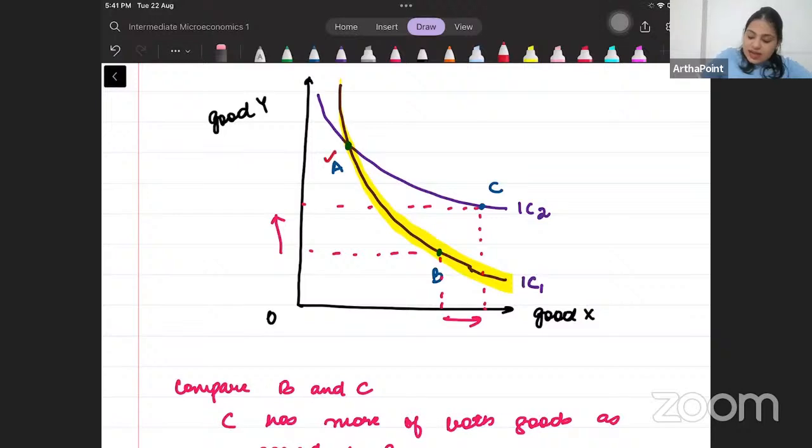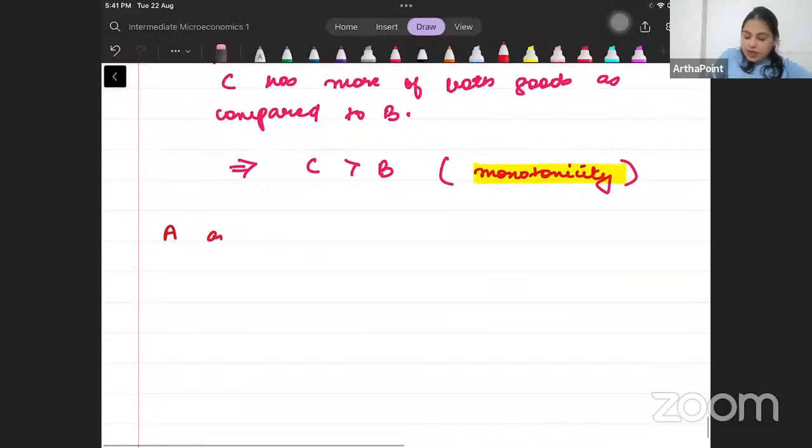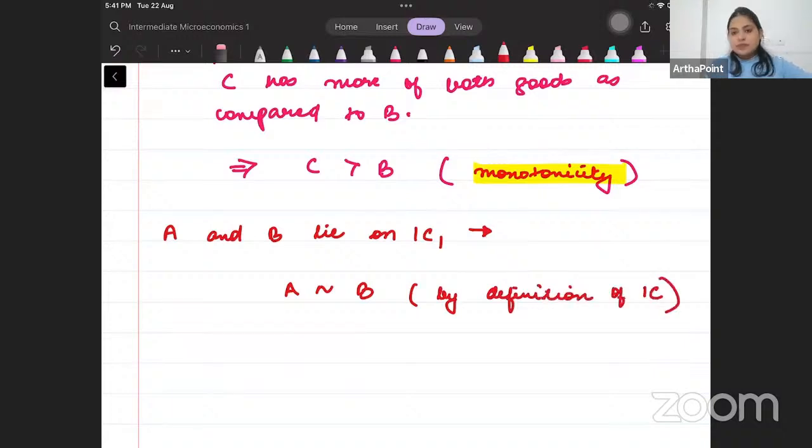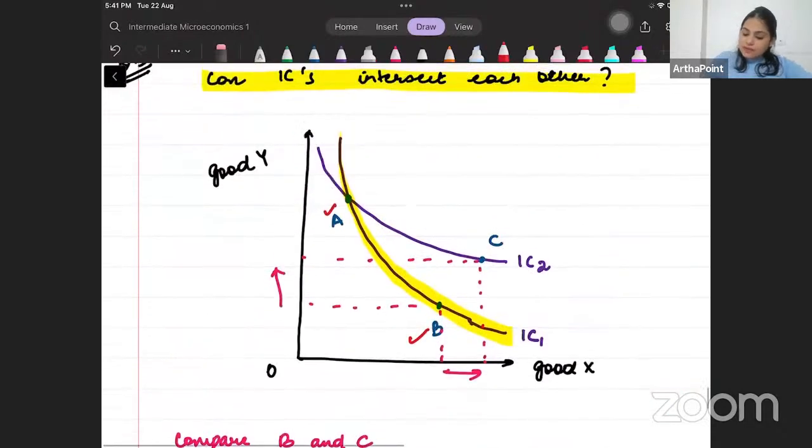Then I see that A and B lie on IC1. From here, because they're on the same indifference curve, I should get the same level of satisfaction. I should be indifferent between the two. So this is by definition of IC. Similarly, beta, if you see, A and C are on the same indifference curve.